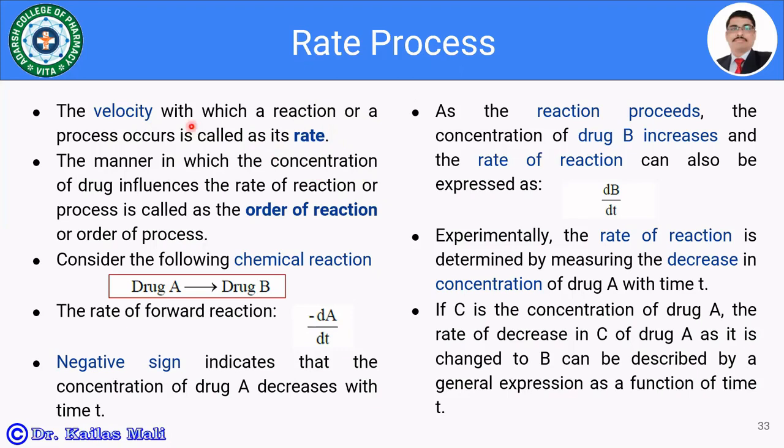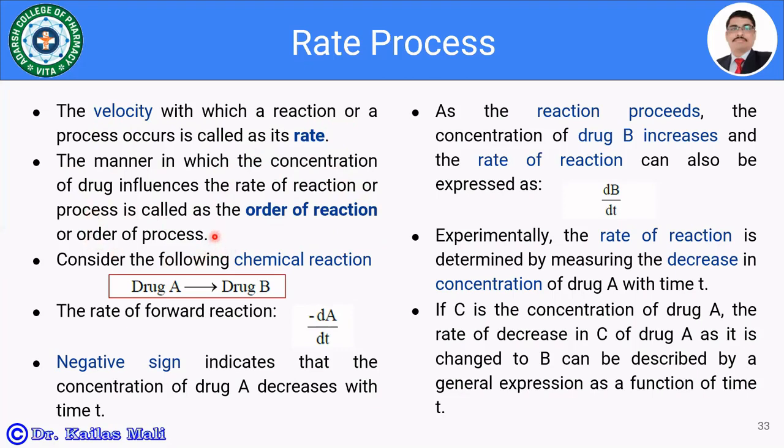Say, for example, we have the reactant A, which gets converted into B. So B is the product, isn't it? At what rate, at what speed, does A get converted into B? The velocity with which a reaction or process occurs is called the rate. The manner in which the concentration of drug influences the rate of reaction or process is called the order of reaction or the order of process.